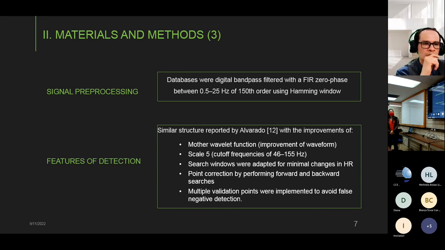The features of this detection were that we use a similar structure reported by Alvarado with some important improvements. First, a different model wavelet function was chosen for the improvement of the wavefront. Then we select the scale band with cutoff frequencies from 46 to 155. Then we implement search windows that were adapted to minimal changes in heart rate for the J-wave detection. And also we implement point correction by performing forward and backward searches. And finally, we implement multiple validation points to avoid false negative detection.